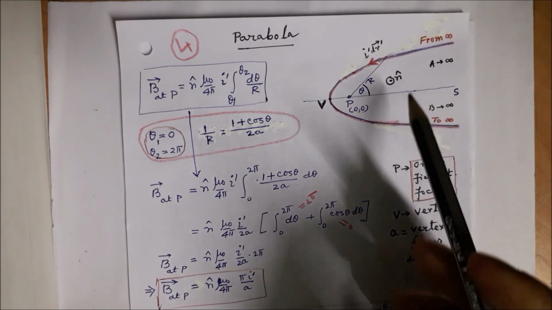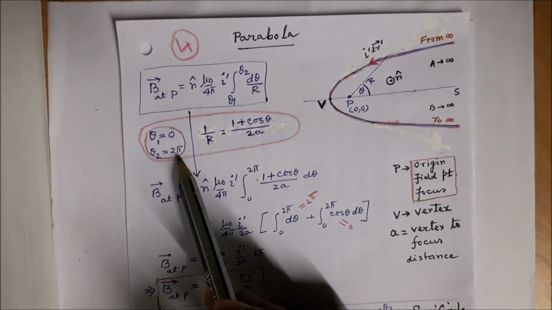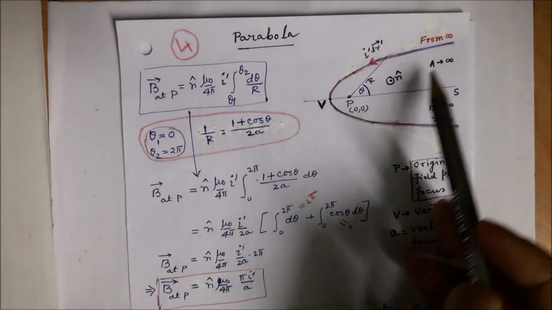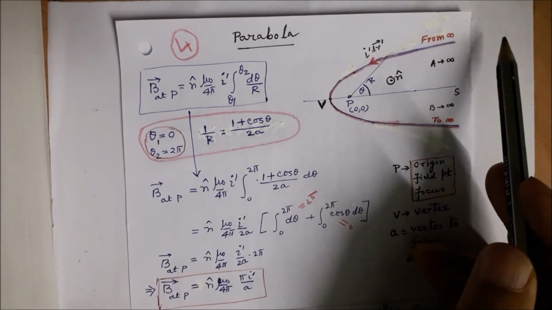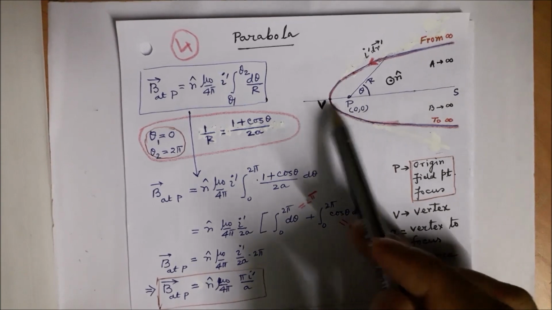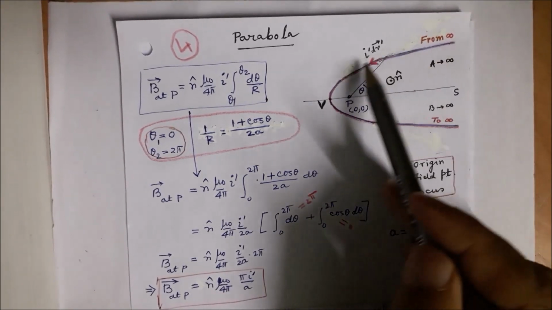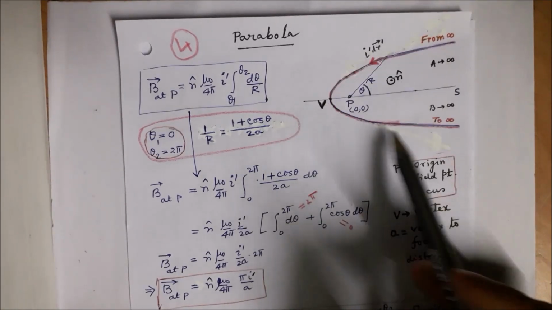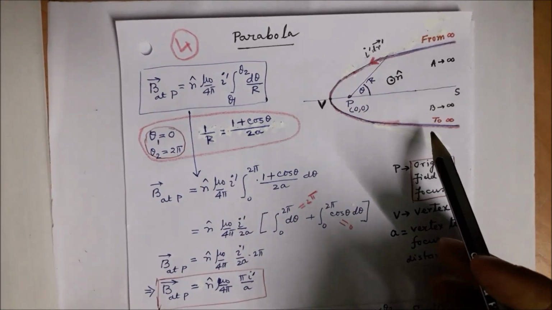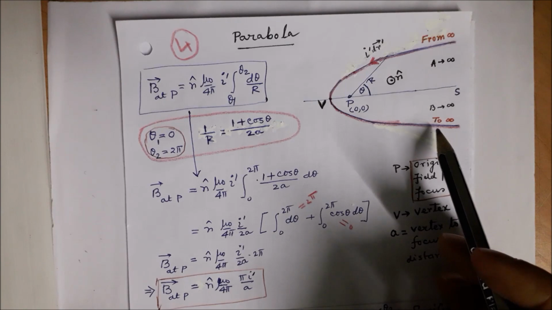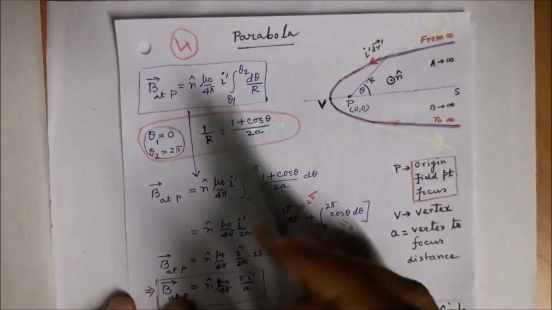So here too we will have theta 1 is 0 and theta 2 is 2 pi. This point is coming from a very large distance, so the angle with the reference axis is 0, and it again goes to a very large distance, which means after a full circuit. So making a full circuit means you are going by an amount of 2 pi, so theta 2 is 2 pi. So here too the integration is as before.